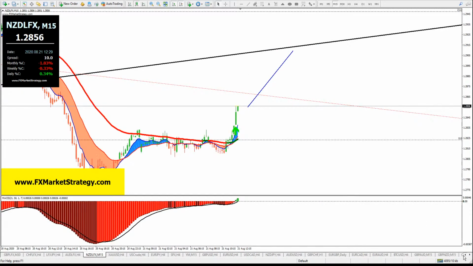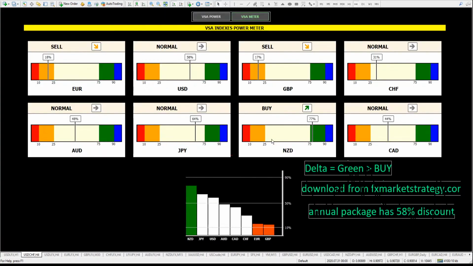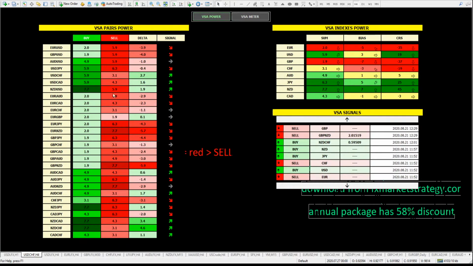Then we would go back and we look in our VSA market scanner, which is this one. Look at the pound really weak. Look at the New Zealand very strong. We come back left here. And you look at this pound New Zealand, where is it? Down here probably. Pound New Zealand minus 5.7.